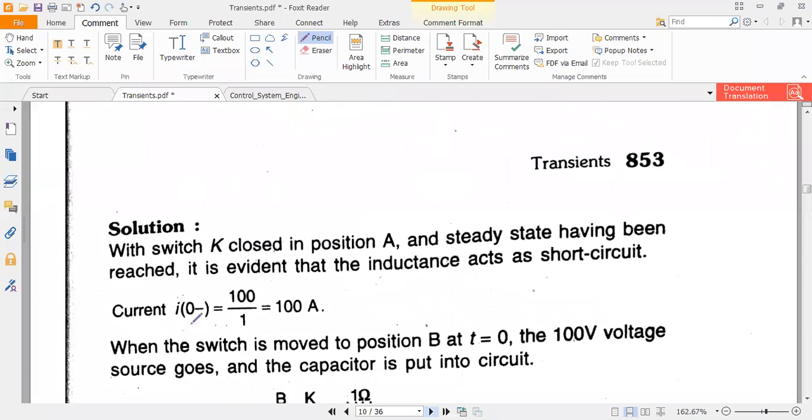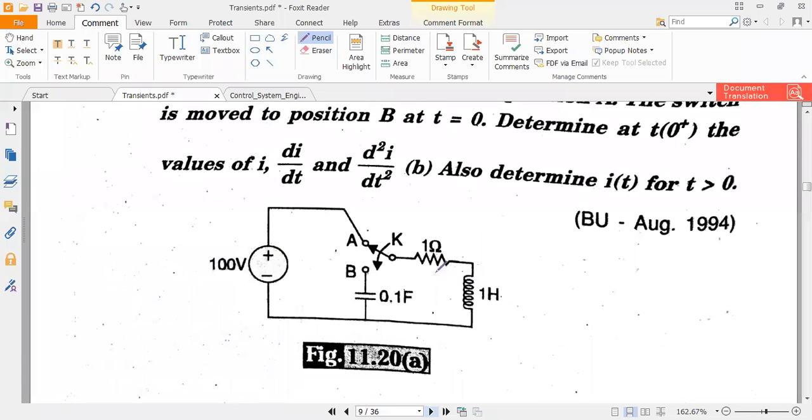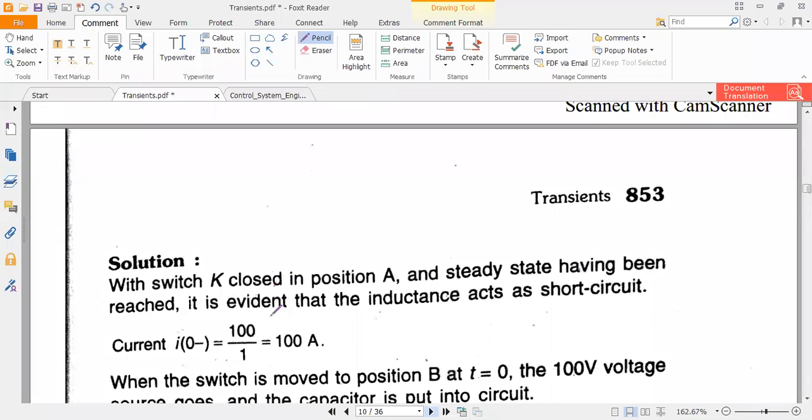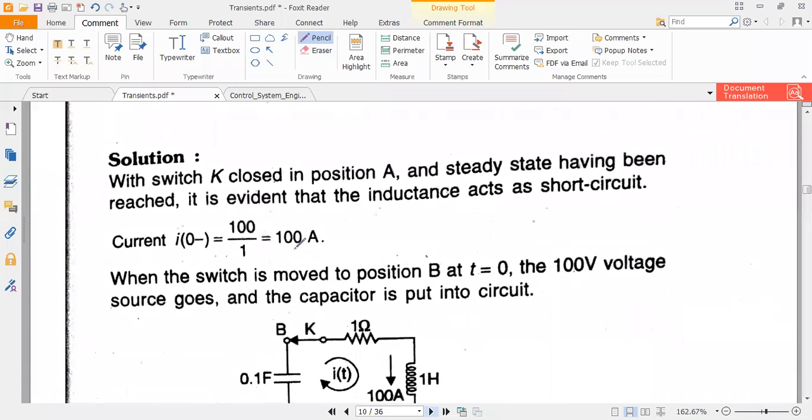So then the total current I0 minus is equal to 100 by 1. 100 is the voltage that is applied, and 1 is the resistance. Because this is a short circuit, there is no inductor here, only the resistor. So the total current becomes V by R. V is 100 and R is 1, so 100 by 1, that is 100 amperes.